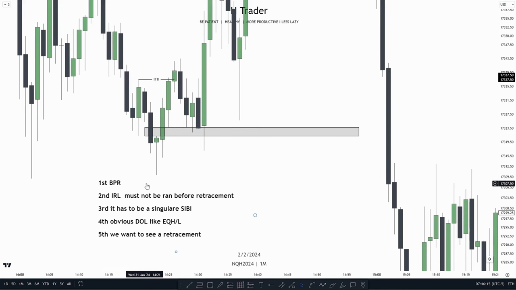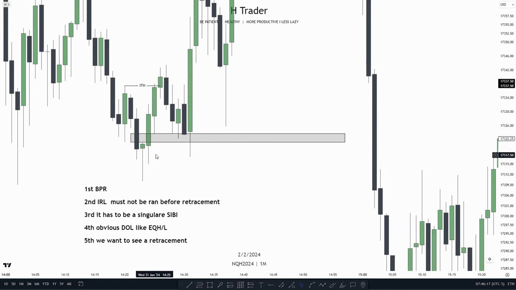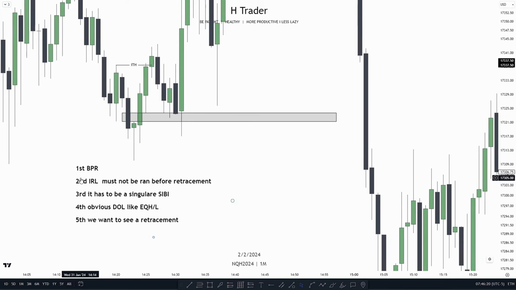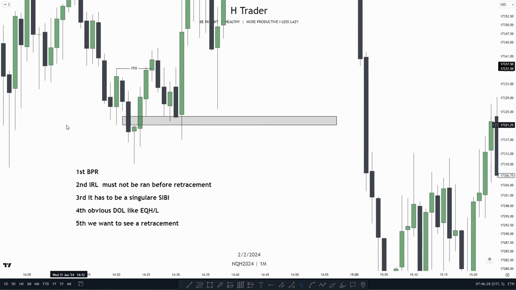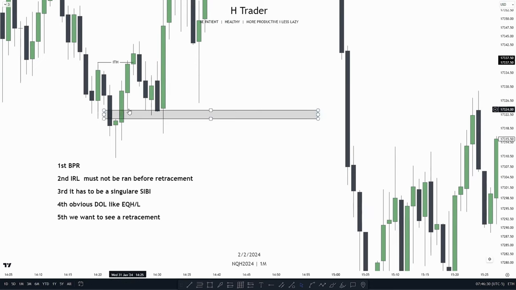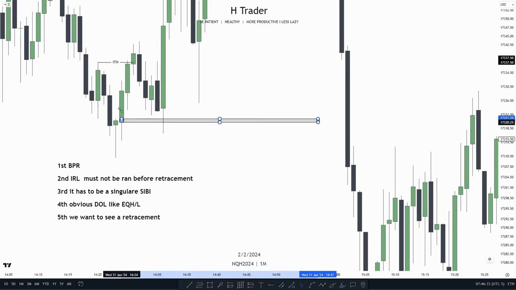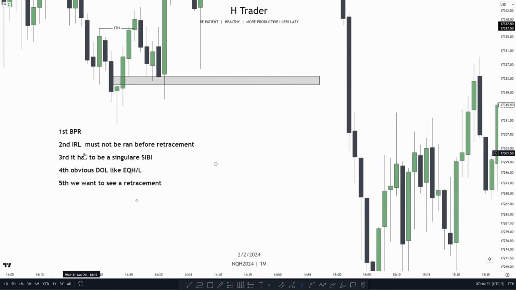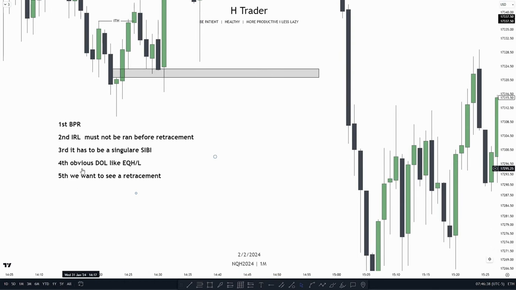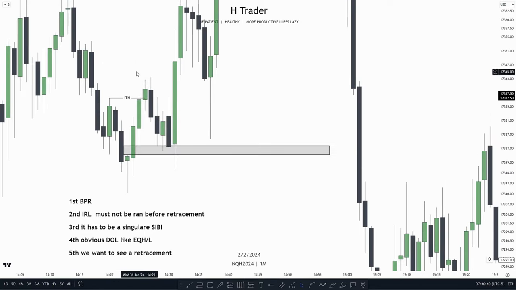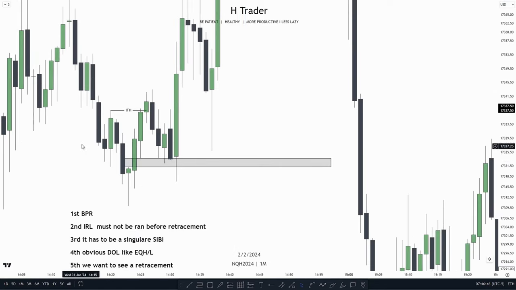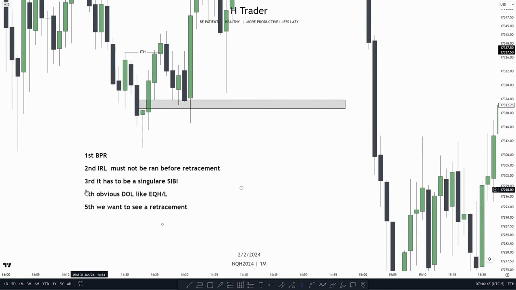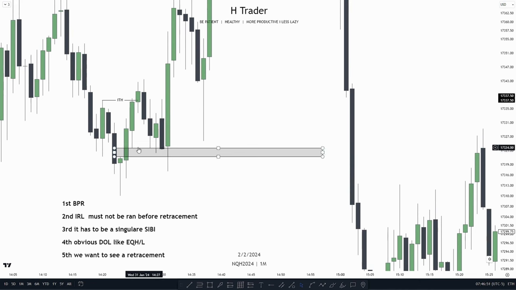So now let's just talk about this example right here. So first, do we have a balanced price range? Yes, we have a balanced price range right here. Second, has internal range liquidity been ran before it made the retracement? In this case, yes, but it's fine because it's an intermediate term high. Third, it has to be a singular CB. And yes, we see we have a singular CB within here. Fourth, we have to have an obvious draw on liquidity like equal highs or equal lows or just internal range liquidity. And yes, this could be a nice draw on liquidity up here. Fifth, we want to see a retracement. And we get a retracement into the balanced price range.